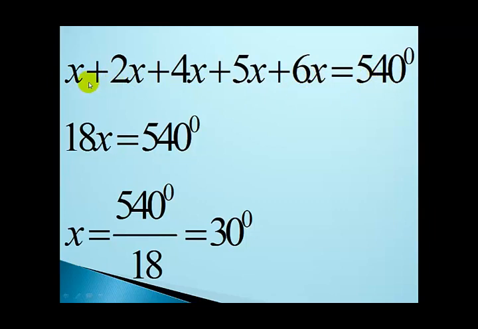And so x plus 2x is 3x. 3x plus 4x is 7x. And 7x plus 5x is 12x. 12x plus 6x will give us 18x. That is when you add x, 2x, 4x, 5x, and 6x. The result is 18x on the left hand side, and this is equal to 540 degrees.